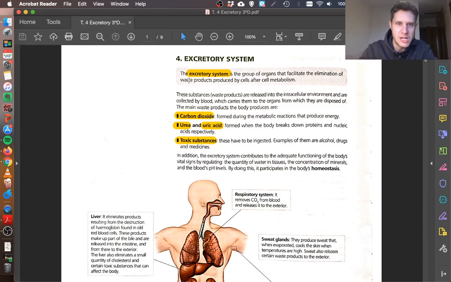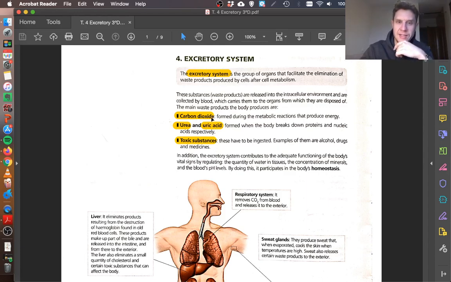Okay, let's go. The excretory system is a group of organs that facilitate the elimination of waste products produced by cells after the cell metabolism. During this metabolism, this functionality of the cells, they excrete these elements that are toxic. Okay, and we need to get rid of them.